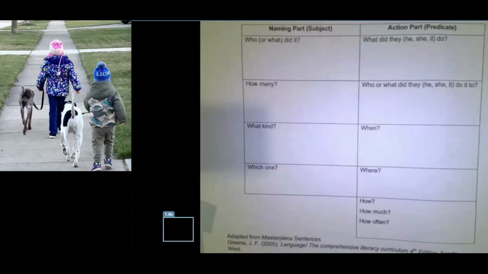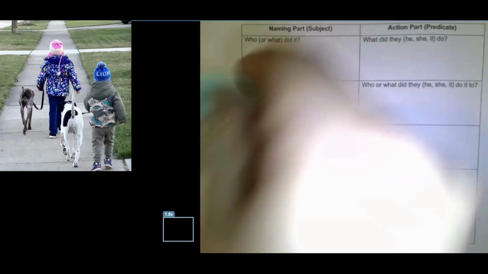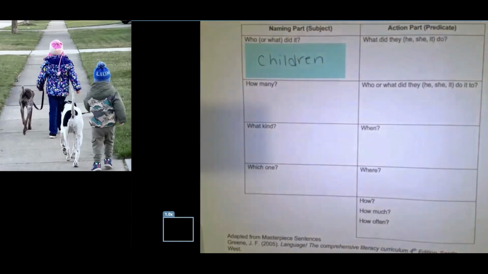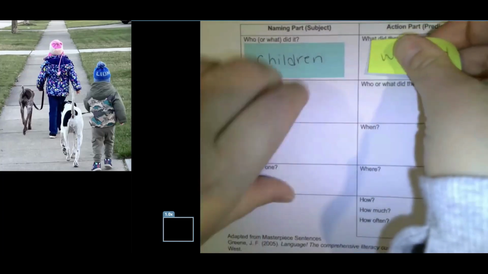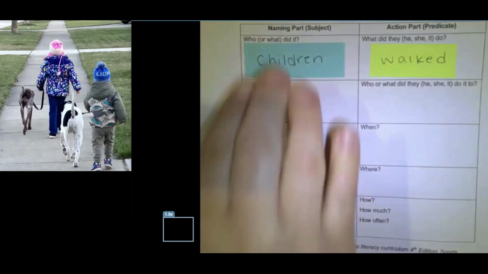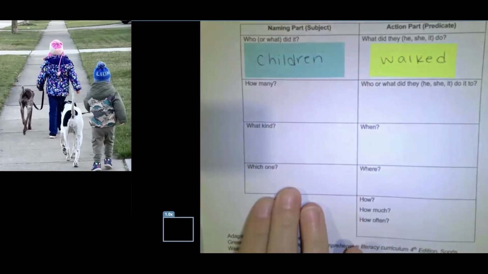So the first thing I'm going to ask my students is, take a look at this picture and who did it. So together with my students, we are going to determine that the who is the children. So we have our base subject. So now we need to make a complete sentence. And in order to make a complete sentence, we also need the predicate. So what did they do? And then I would come up with my students that they walked. So we have a complete sentence. Children walked.